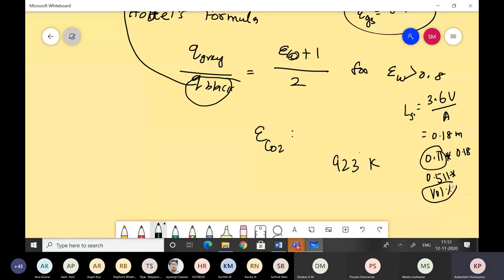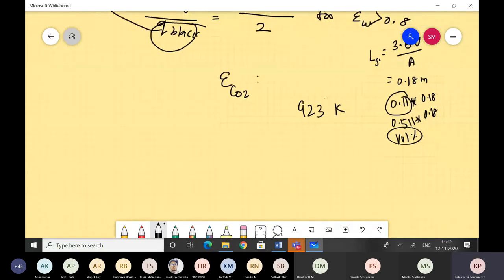Okay, let us check the final answer. 0.55 into 0.18, right? So what is your emissivity of CO2? I got close to 0.2. Okay, emissivity of H2O. I'm doing that now, 1 second. Okay, please do.